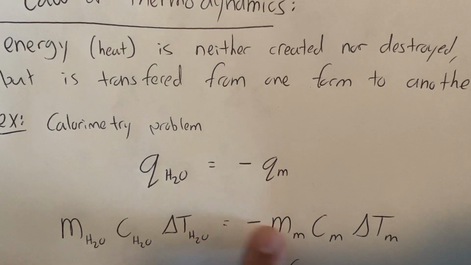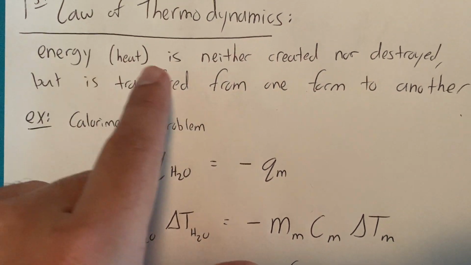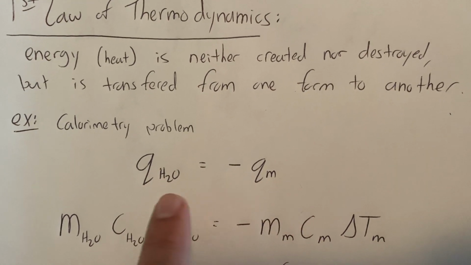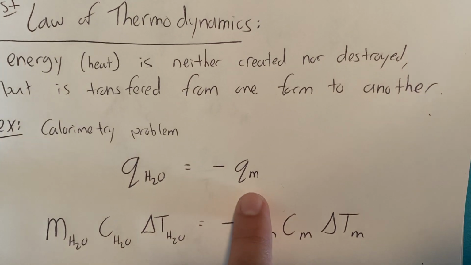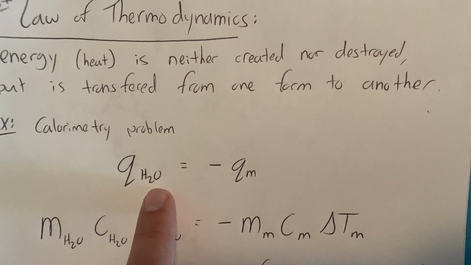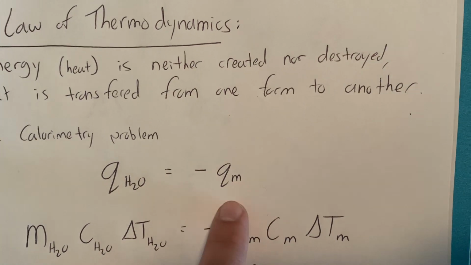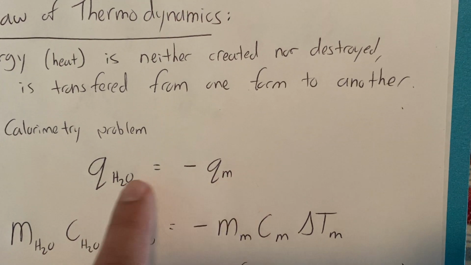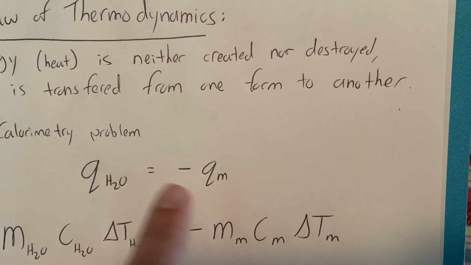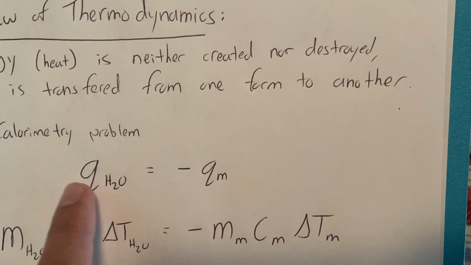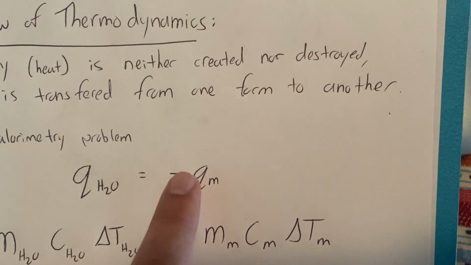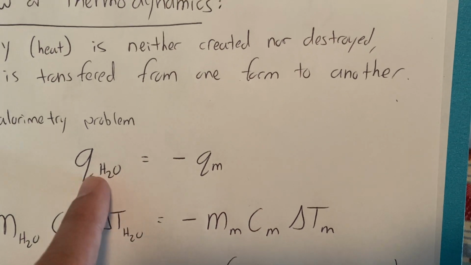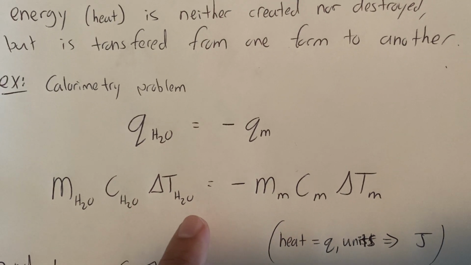So we've done these problems before, and that's a perfect example of the first law of thermodynamics, because the heat from the hot metal equals the heat that the water is absorbing, right? The metal is releasing heat, that's why it's negative, and the water is absorbing it. But they equal each other. It's not getting destroyed, it's not going away, it's not getting larger, it's not like we have a 2 here or a half here. It's Q equals Q. It's just one's negative because one's releasing it and one's absorbing it.